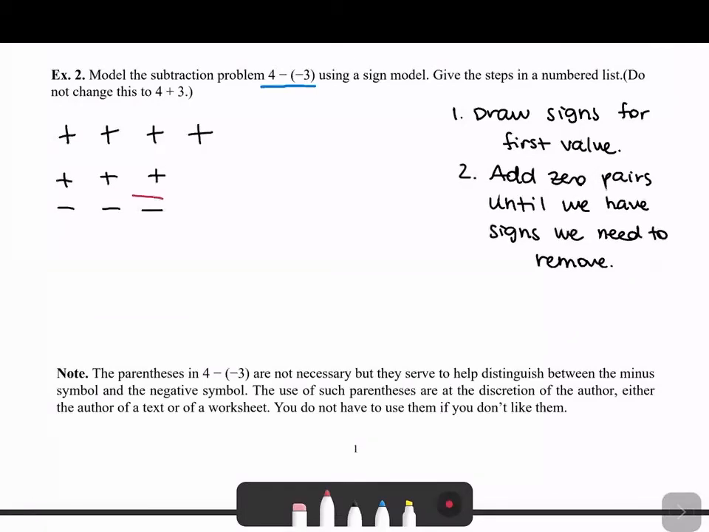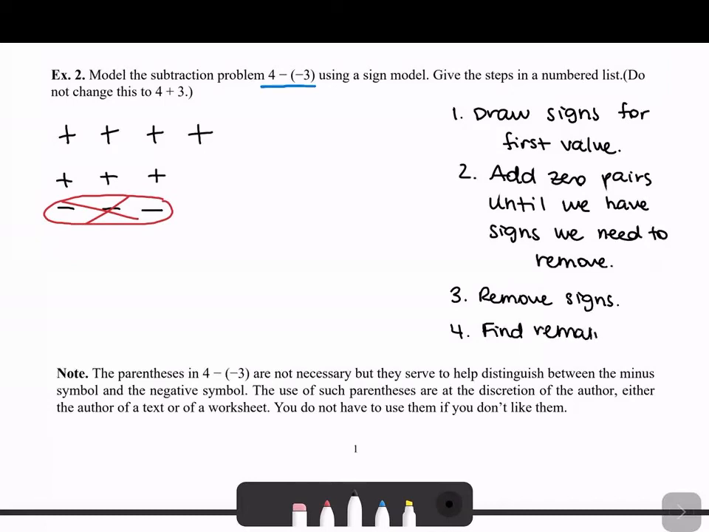So when we remove these 3 negatives, we take the negatives, right? We remove them. And then after we have enough to remove, we remove the signs that we're trying to subtract. And then always the last step, we find the remaining value, right? We see what we have left after, in the case of addition, regrouping, and in the case of subtraction, taking things away. So in this case, we just have 7 positives left. So that tells us that 4 minus negative 3 is positive 7.